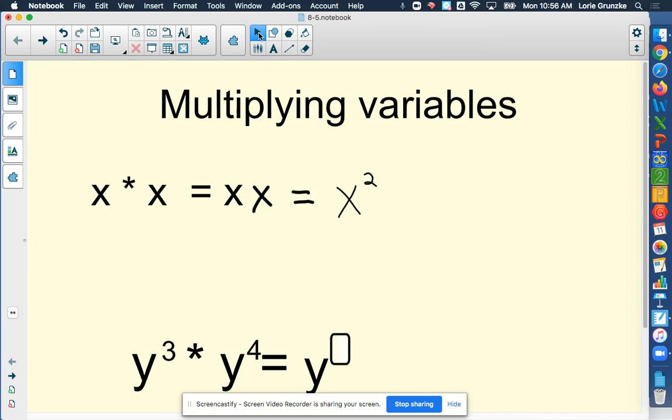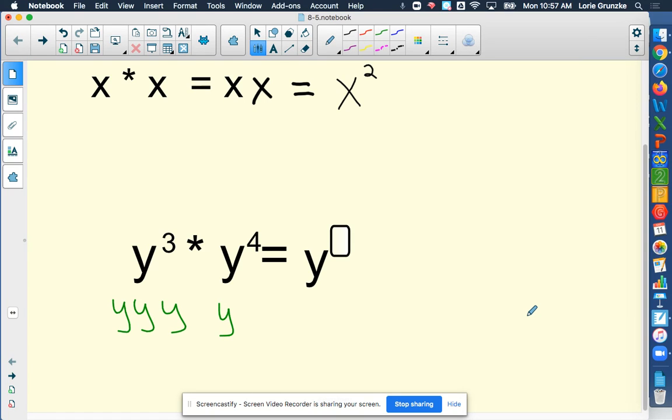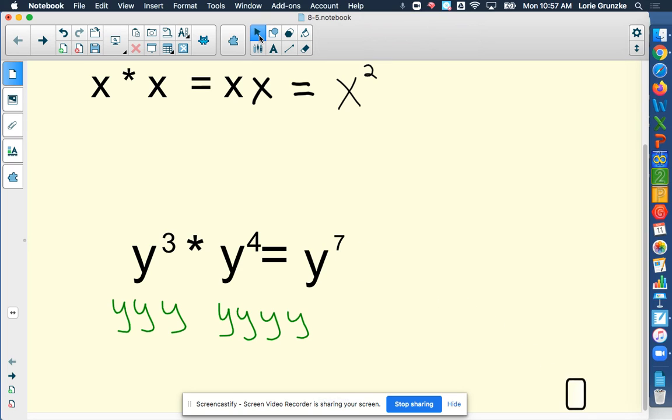So I'm going to do another one. This time I'm going to do it with y's, because it can be any letter. So I have y to the 3rd power times y to the 4th power. What does that mean? I'm going to change the color of my pen again. We'll go green again. Y to the 3rd means a y and a y and a y. So y to the 4th means a y and a y and a y and a y. So how many y's do I have? 1, 2, 3, 4, 5, 6, 7. So my answer would be y to the 7th power.